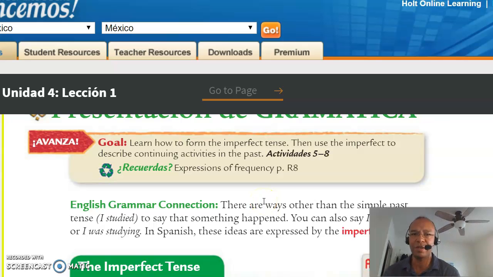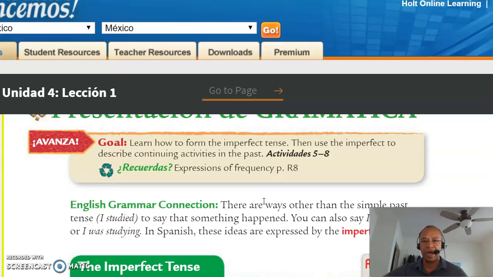We are going to talk about the imperfect tense. It's another form of the past tense. So let's talk about imperfect and preterite a little bit. What is the difference? Well, the past tense has two different tenses.